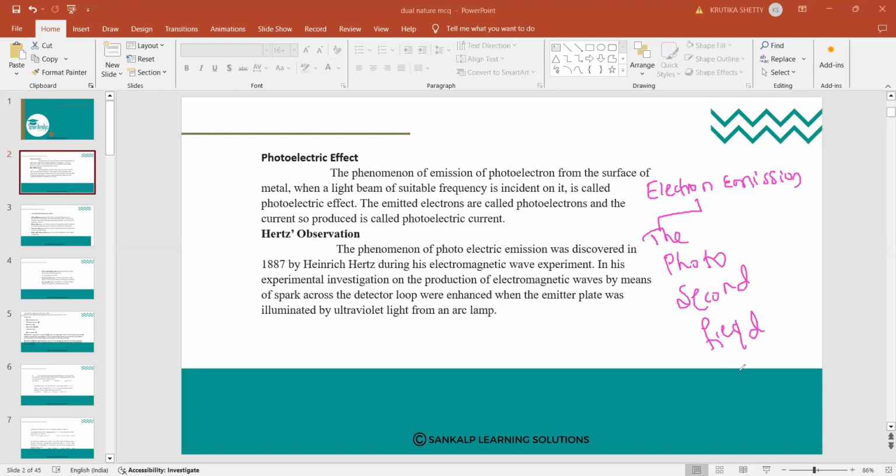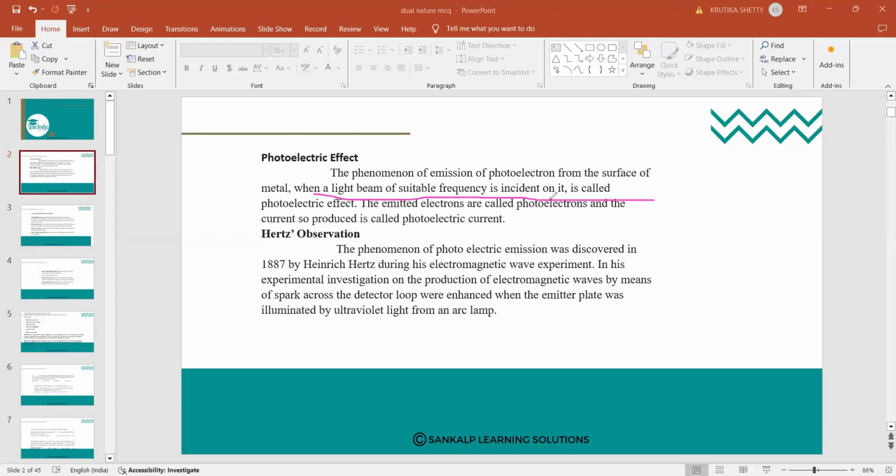After studying electron emission and its different types, we come to the next point, the photoelectric effect. What is photoelectric effect? The phenomenon of emission of photoelectrons from the metal surface when light of suitable frequency falls on it. The electrons we get are called photoelectrons, and the current that results is called the photoelectric current. Okay. After this, we are going to proceed with one more definition, then we will go for the experiment. The next definition, students, is work function.